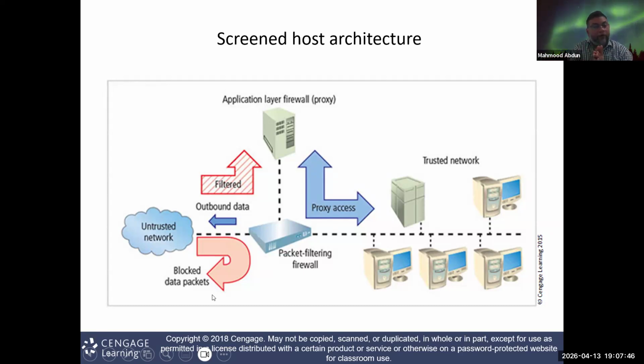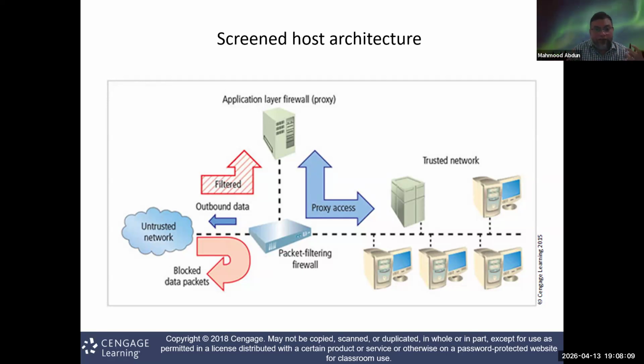So the packet filtering firewall is doing its job. It's looking at the MAC addresses and the MAC payload, but those that are ticked through the MAC payload now have to go through the application layer firewall, and if things are okay, then they're sent to the trusted internal network. So it's another layer of protection.